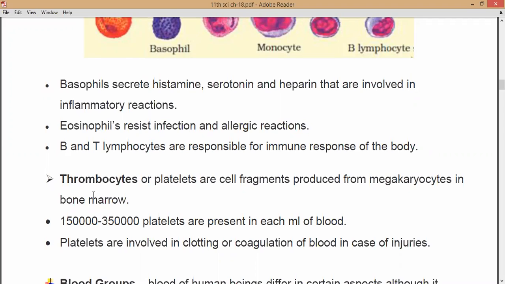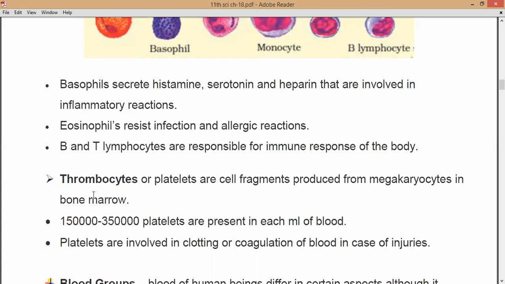So these are the three different types of blood cells. Today we have seen the components of the blood, that is the blood plasma, as well as the blood cells. I hope you are very clear with today's topic.